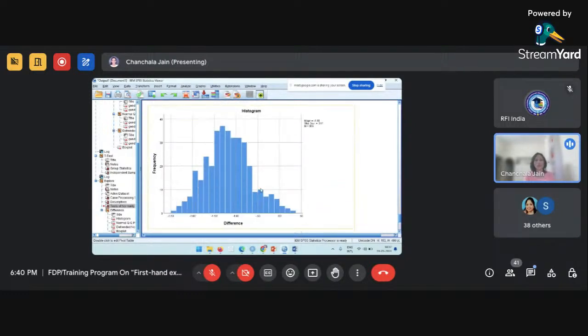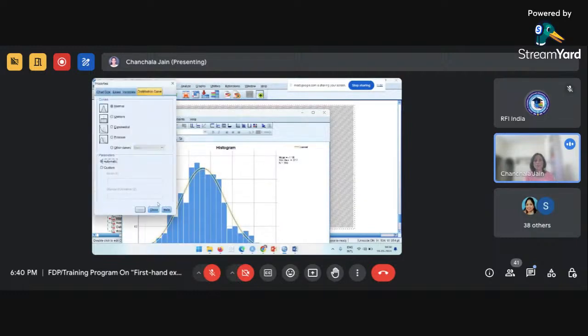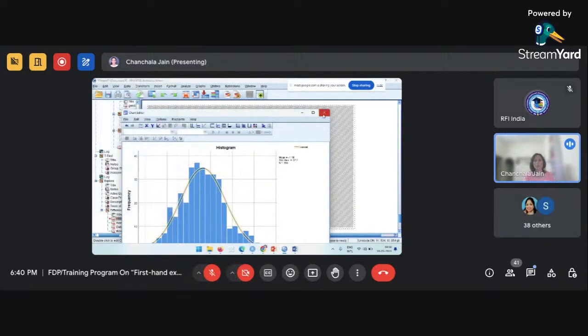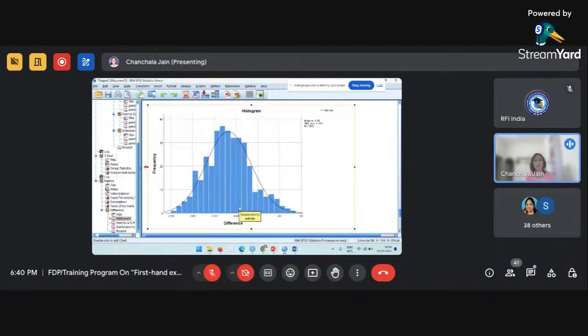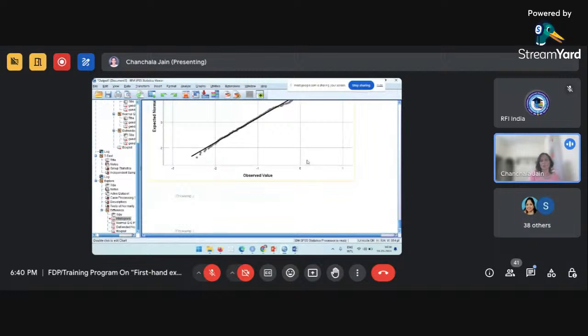Coming to the histogram, if you want, you can put your bell-shaped curve on this. And you can see it is a good type of histogram we are getting, right? Now, in the QQ plot you can see some deviation here, and skewness and kurtosis are also saying a similar thing. So, friends, finding exactly normally distributed data is very difficult. So, somewhere we can say our data is approximately normally distributed.